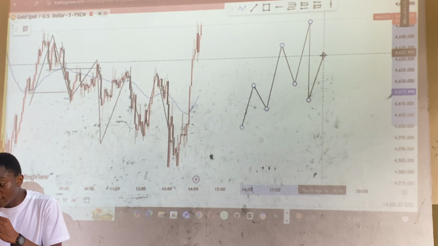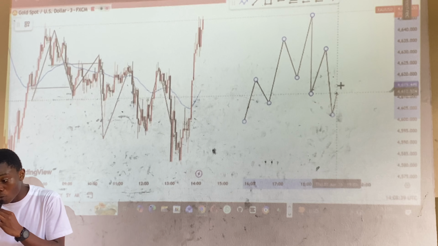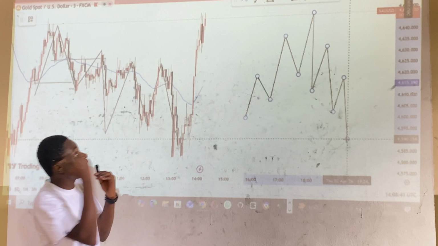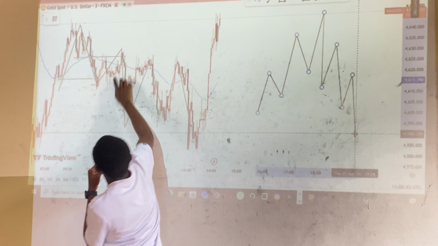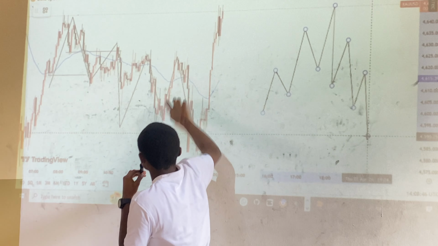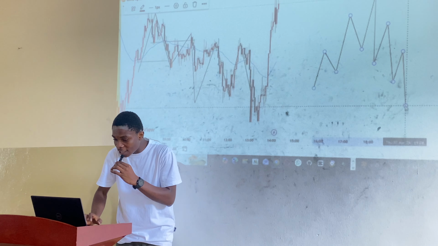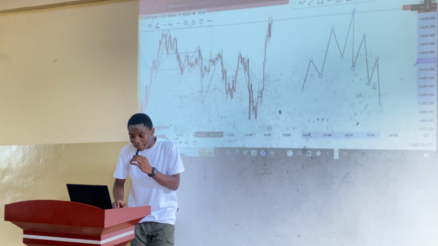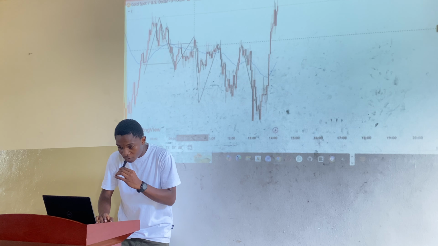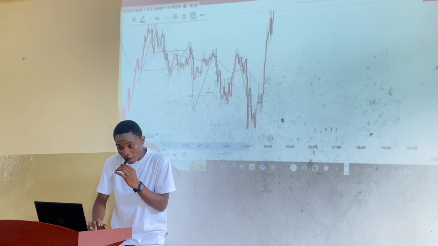Price comes to create lower lows and lower highs. So we now know that if price has taken this low, we have started moving to the downside, creating a series of lower lows. So when marking this, you don't just jump in and try to trade. This is how we use the ultimate strategy here.